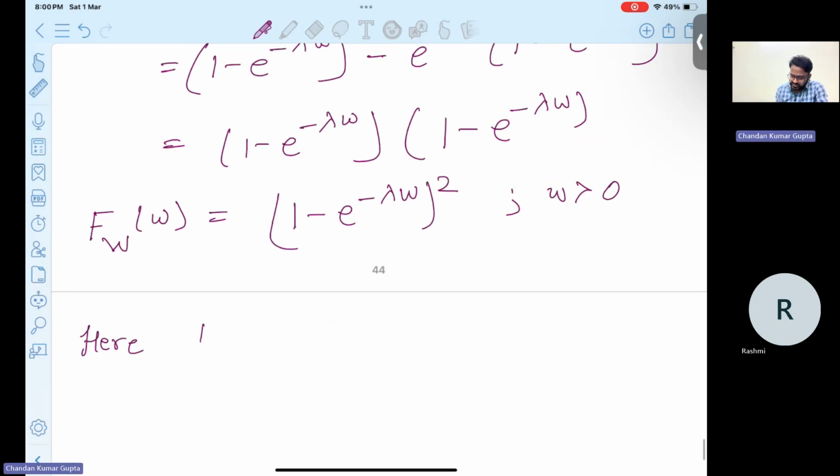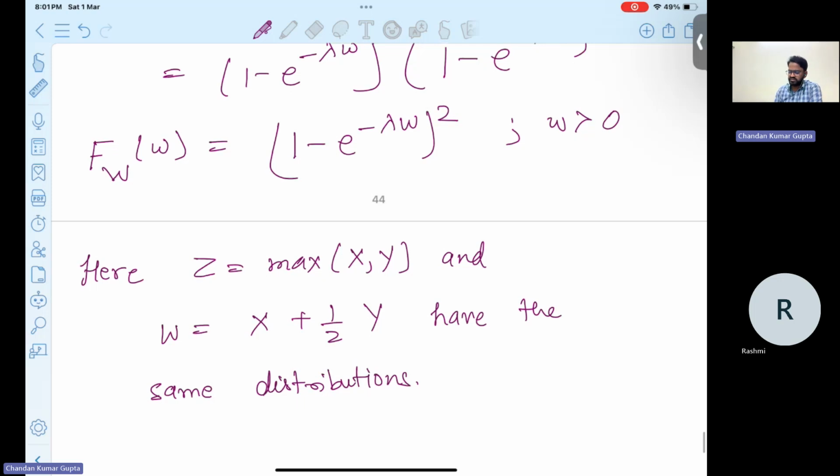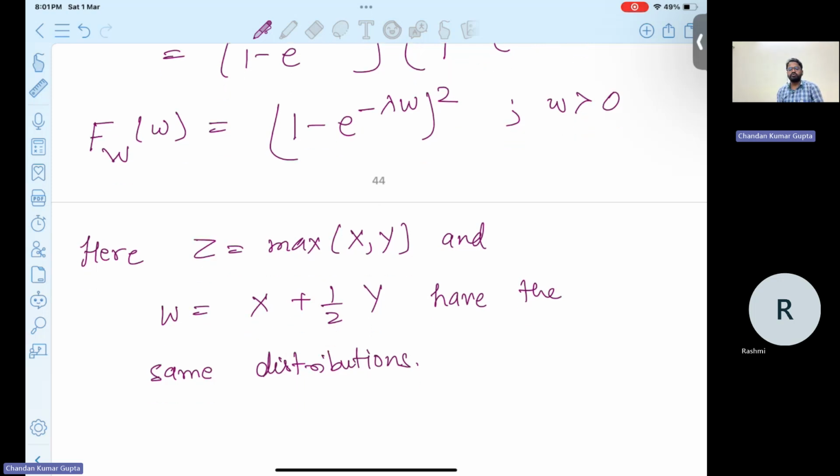So here z, which is equal to the maximum of x and y, and w, which is equal to half x plus half of y, have the same distributions. Okay, so this is the question actually. So we have calculated and we have found that both have the same distribution. Okay, so this is it actually.